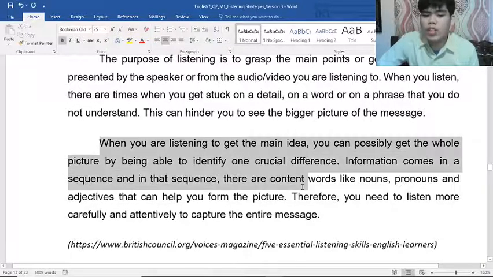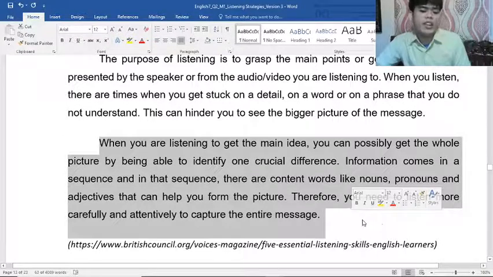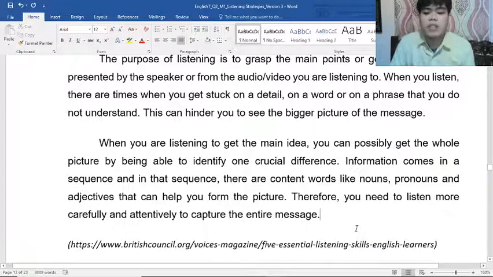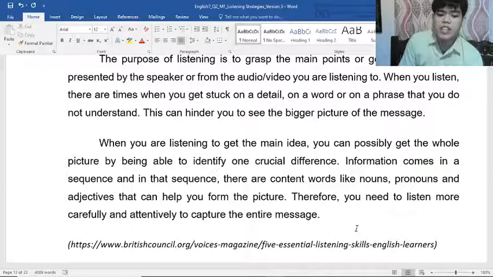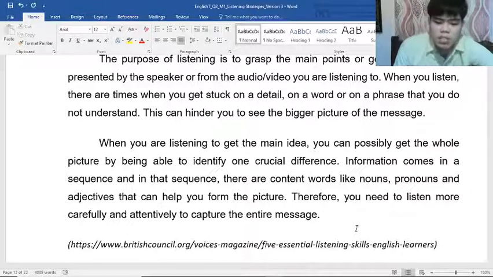So, when you are listening to get the main idea, you can possibly get the whole picture by being able to identify one crucial difference. Information comes in a sequence, and in that sequence, there are content words like nouns, pronouns, and adjectives that can help you form the picture. Therefore, you need to listen more carefully and attentively to capture the entire message.